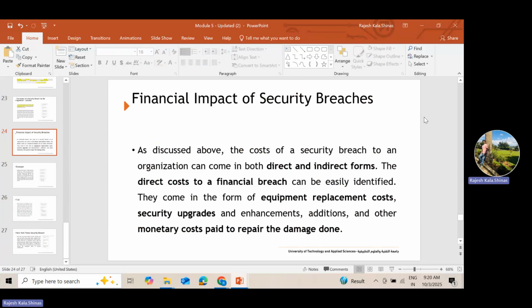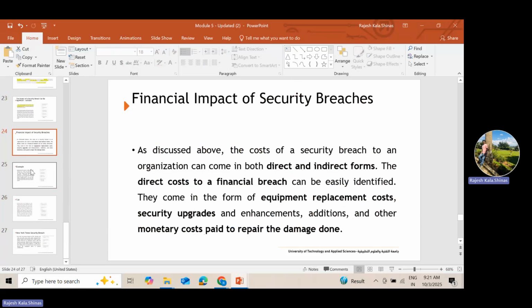There are two types of financial impact: direct and indirect. Direct financial impact means you have to spend money on equipment, replacing damaged machines or servers. Then security upgrades: you want to upgrade your security by installing new firewalls and new security systems, and you have to spend money for that. Then money paid for repairing the damage; whatever damage happened, to repair it you also have to spend money.